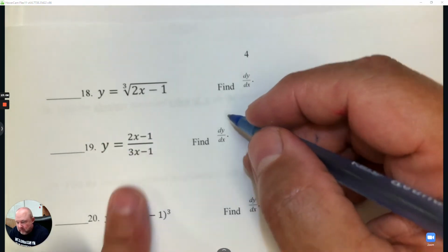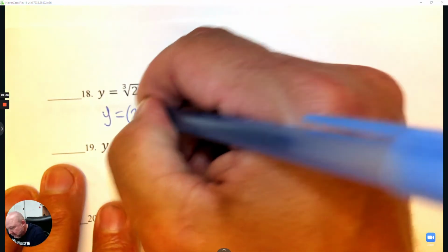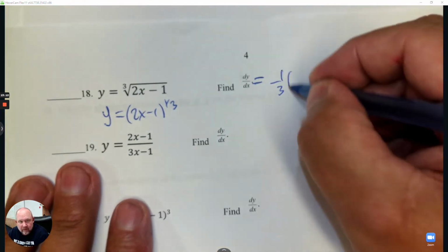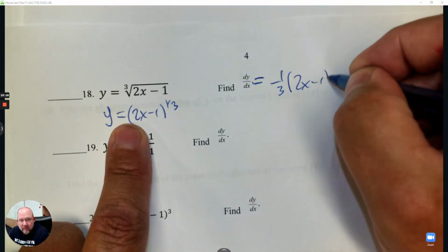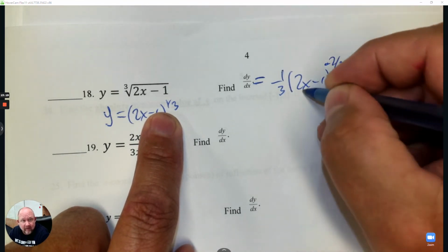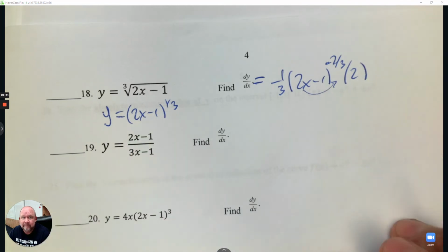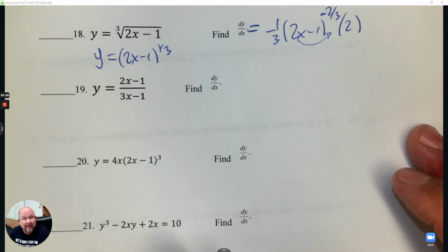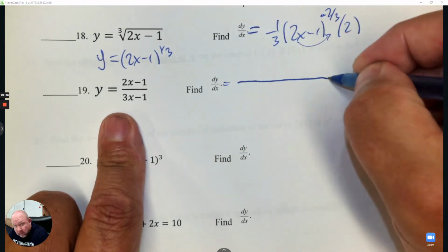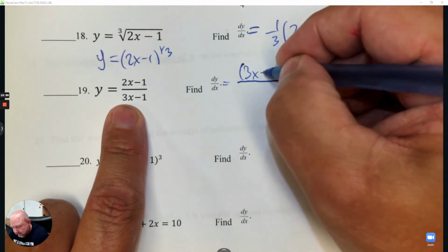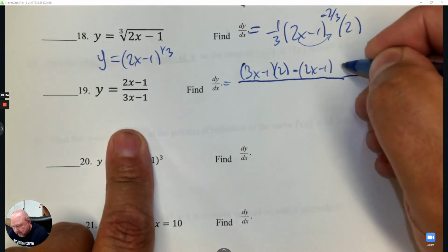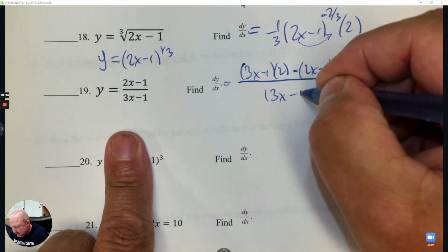How do you find the derivative? Well, we write it calculus friendly. And then the derivative would be 1/3, 2x, subtract 1 from the exponent, and then the hook, which would be 2. Done. Number 19, how would I find the derivative? I would do the quotient rule. So that's the bottom times the derivative of the top minus the top times the derivative of the bottom, over the bottom squared.